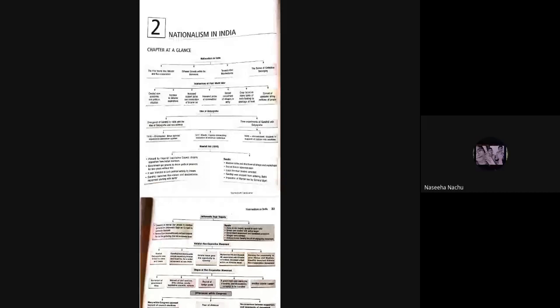Which are the three? Champaran Satyagraha. Which year? 1917. Champaran, the place situated in which state? Bihar. Yes, Bihar. Then the second one, Kheda. The place is Gujarat. Okay, good. Then one more is there. Which is that? Ahmedabad. Yes, the Ahmedabad mill strike.